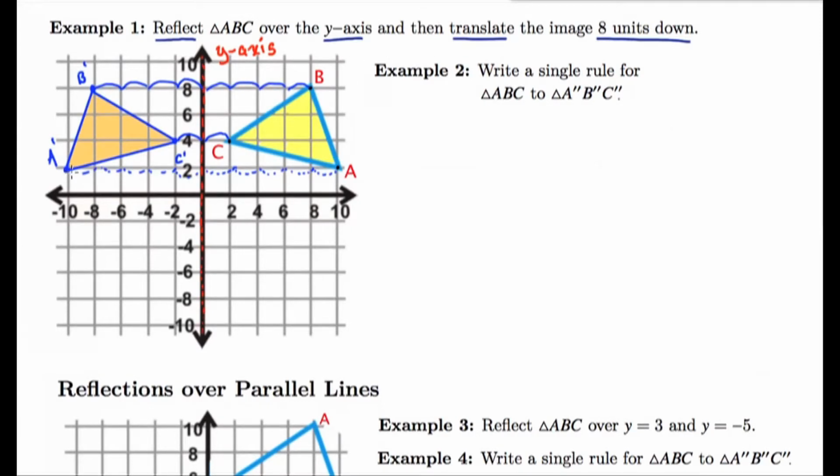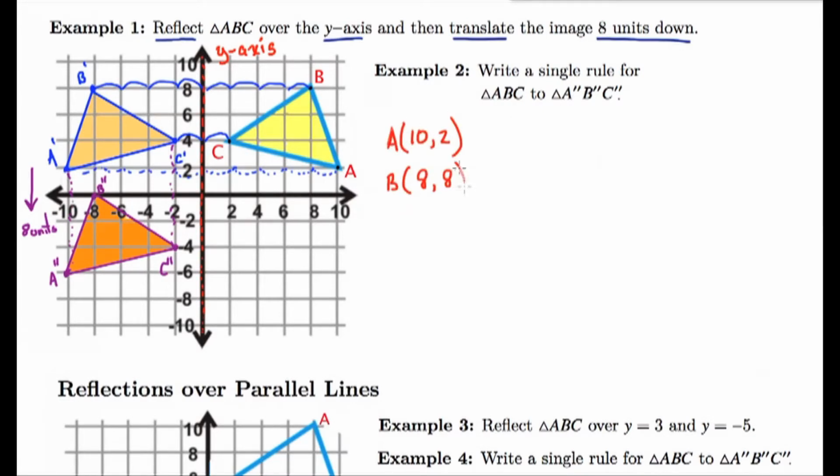So now it's reflected. And now I'm just going to take A prime, B prime, C prime and translate it down 8 units. So slide it down 8 units. So I got A double prime, C double prime, and B double prime. So what I want to do in example 2, I've already done example 1. Example 2, I want to write a rule that describes the composition of the transformation.